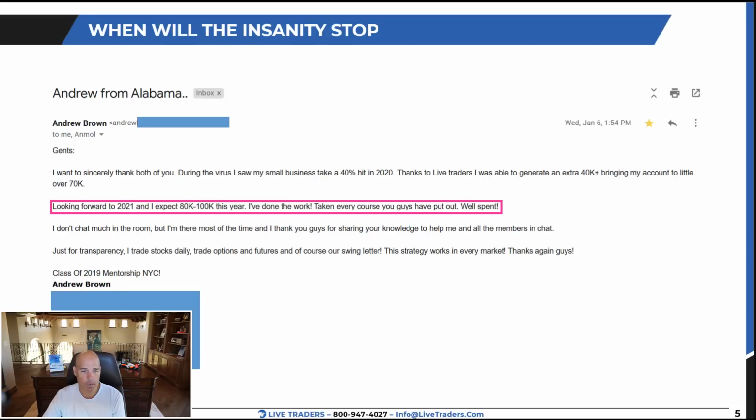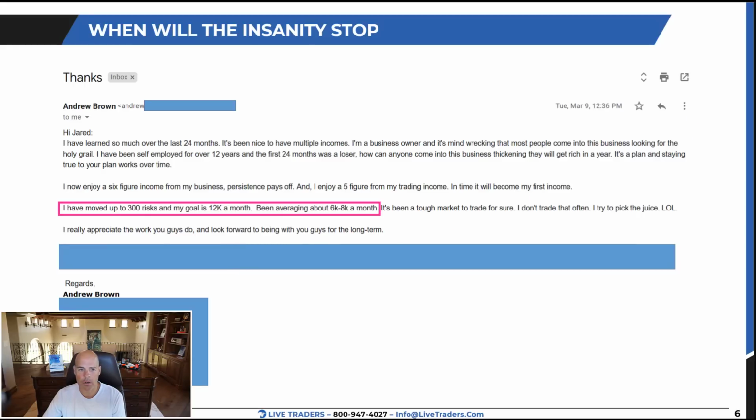I'm not going to spend as much time on it. And then boom, I have moved up to $300 risk. My goal is 12K a month. I've been averaging 6 to 8.